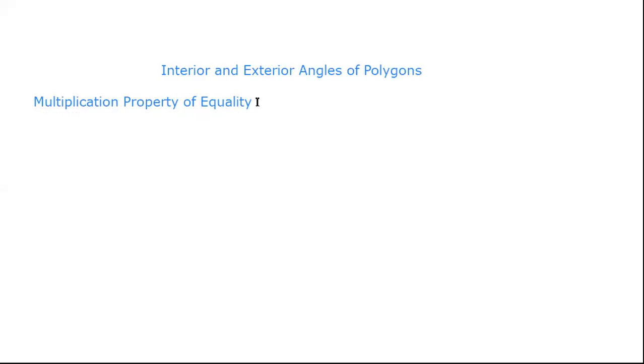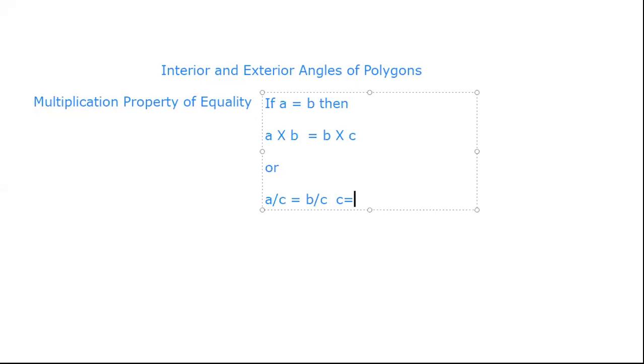So the multiplication property of equality basically says if A equals B, so A and B are the same thing, then A times C equals B times C. Or A divided by C equals B divided by C, and C cannot equal zero. A times C equals B times C, or A divided by C equals B divided by C, and C cannot equal zero.